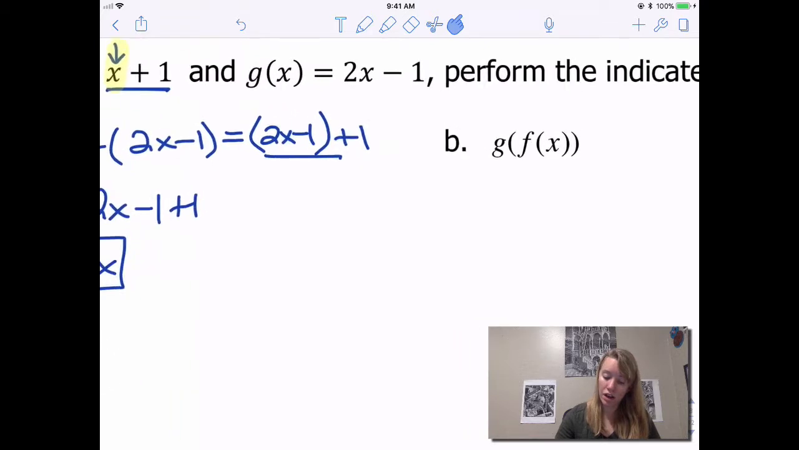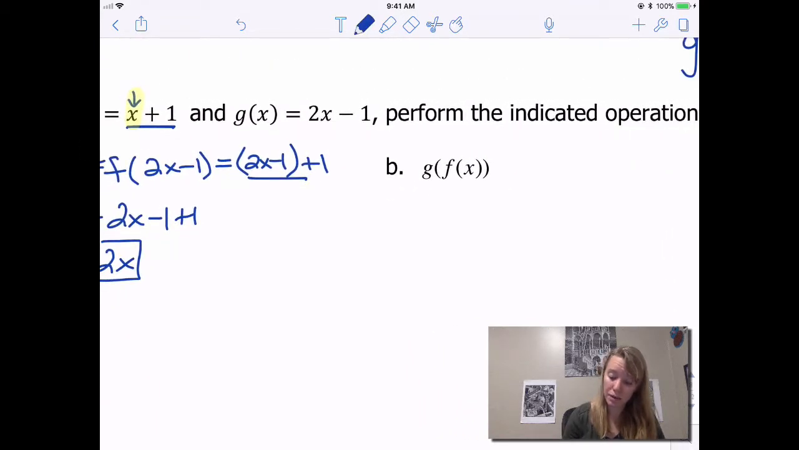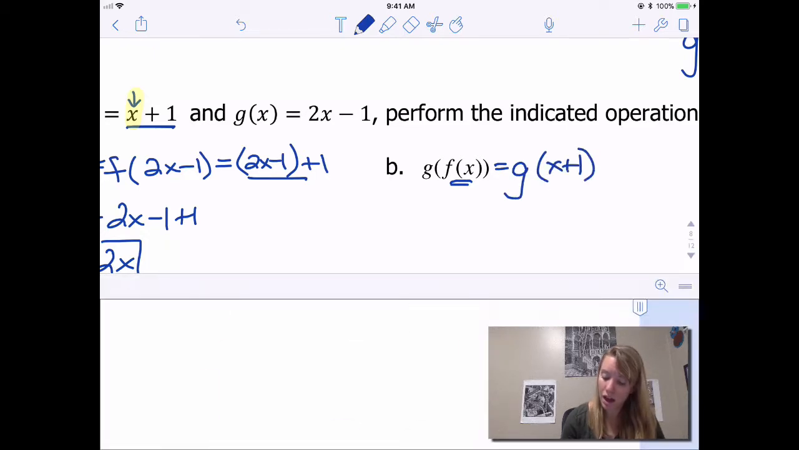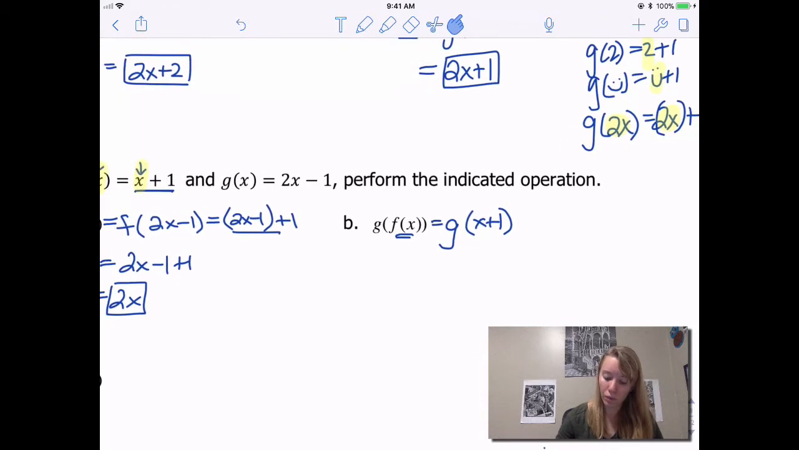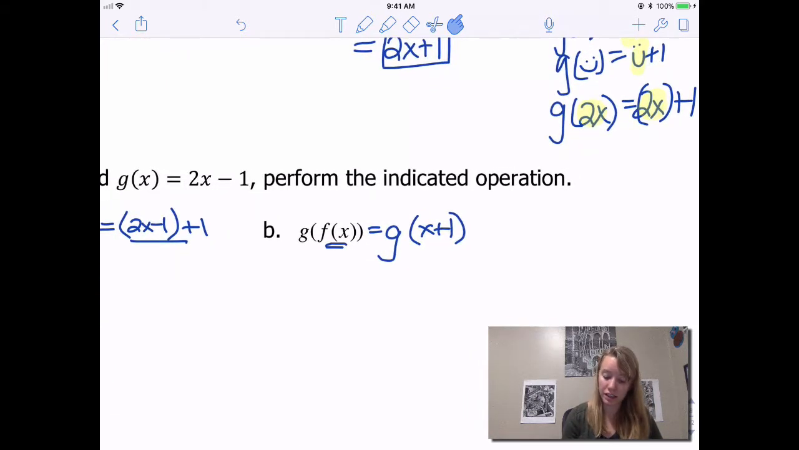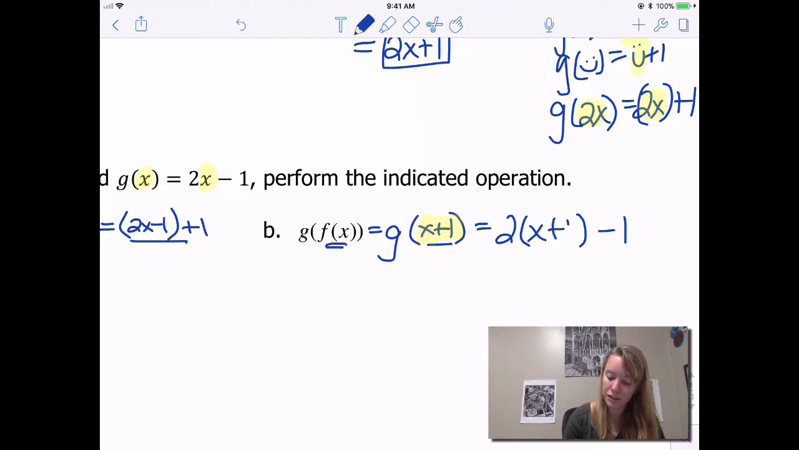Try B. We have g of f of x. This time we start at f of x. So g of x plus 1. And I'm thinking, okay, what is g of x? So g of x is 2x minus 1. So that's 2 times whatever x is, minus 1. In this case, what's in the parentheses, what I have to match, is x plus 1. Okay, so now when I simplify, I get 2x plus 2 minus 1, which is 2x plus 1.